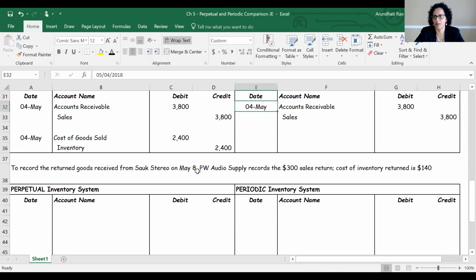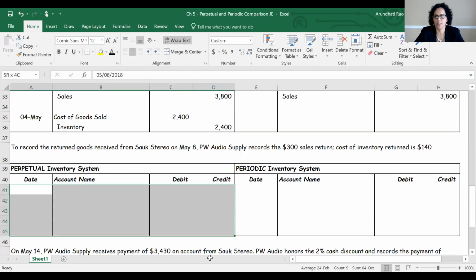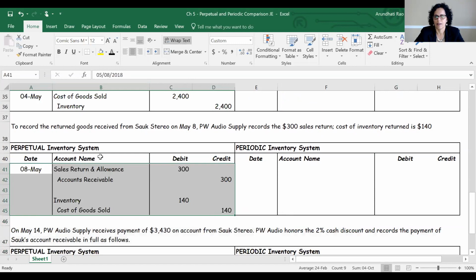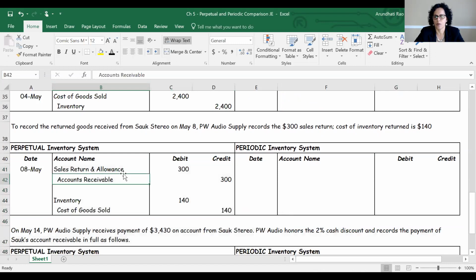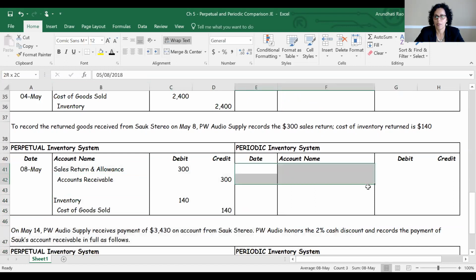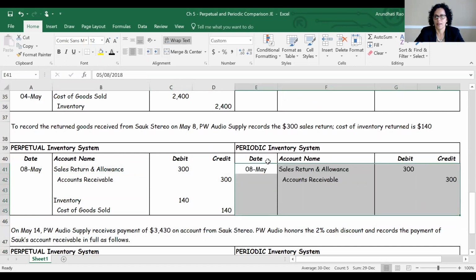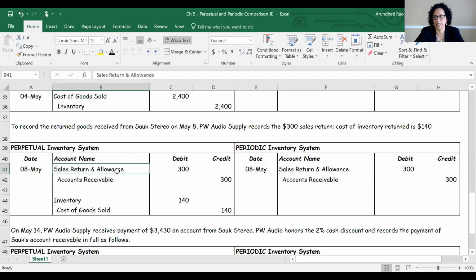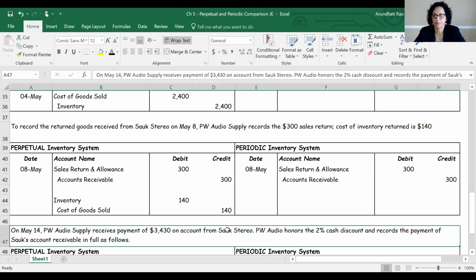When there is a return of $300 worth of merchandise and the cost of that merchandise was $140, in the books of the seller, we had done two journal entries. The first one was to record the fact that you are going to get that much less money, and second was to bring the inventory back in your books. What happens over here in the periodic method? The first journal entry stays the same, but not the second one. So here also we use sales return and allowance account. It's a contra sales account, contra revenue account. But we don't do the second entry because in the first place we had not done it over here, so there's no adjustments to be made over here.